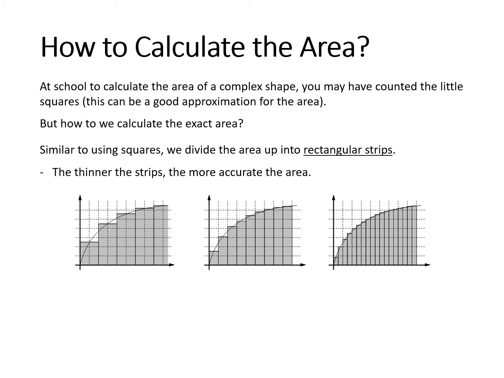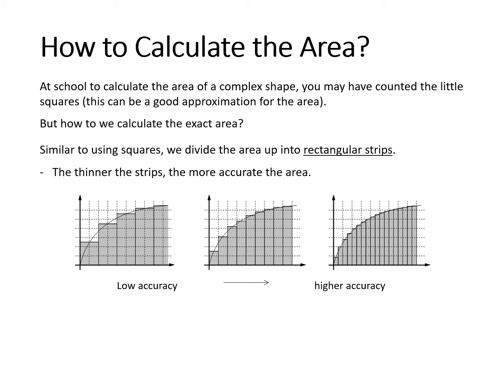So if you look at those three diagrams there, the first one, we've got quite wide columns, which are 2 squares wide. The second graph has columns which are just 1 square wide, and the third graph has columns which are half a square wide. And if you look at the actual area of those columns, it's getting closer and closer to the actual area under that curved line.